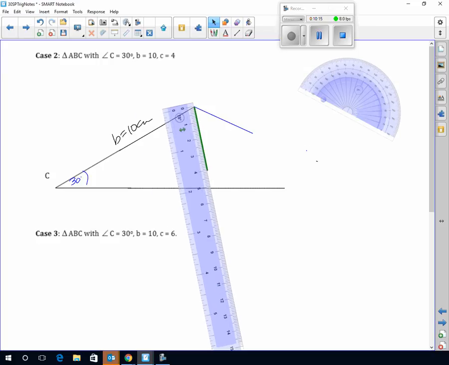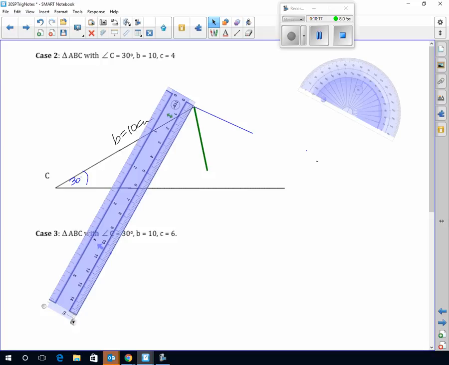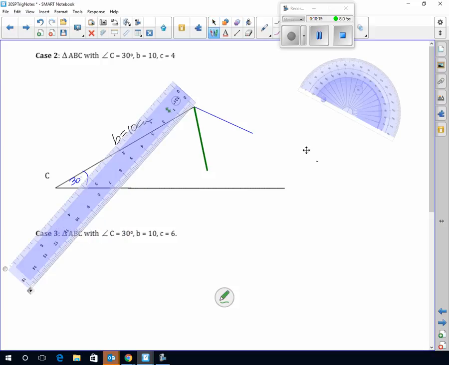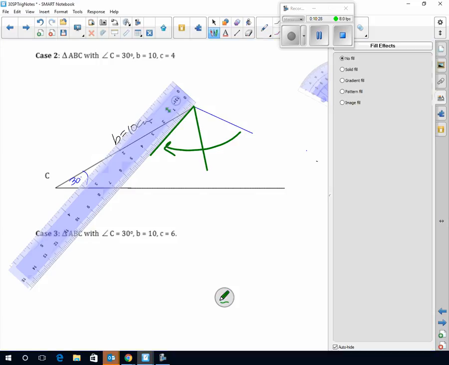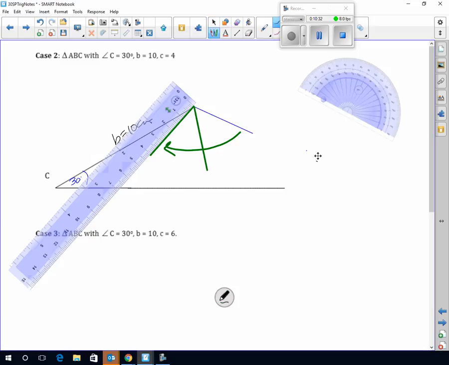So what would that be? No triangles possible? Yeah, it doesn't matter where I swing it. I'll never hit A. So this is C equals 4 centimeters. Therefore, no triangle possible. Is there ambiguity? No ambiguity.